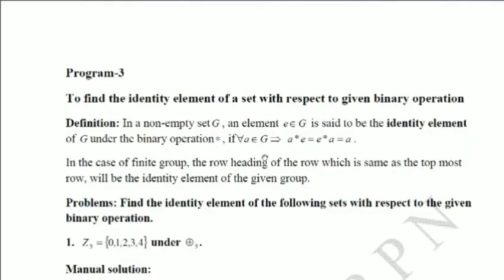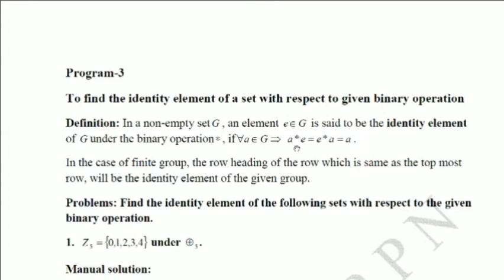Hello students. In today's class we are going to discuss the identity element of a given set with respect to the given binary operation. Now, we say an element E of a set G is an identity element if for every element A of G, A star E is the same as A, or E star A is the same as A.